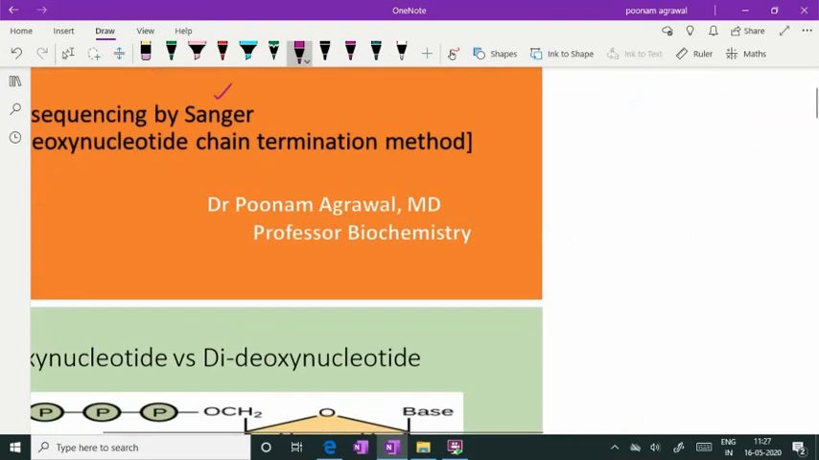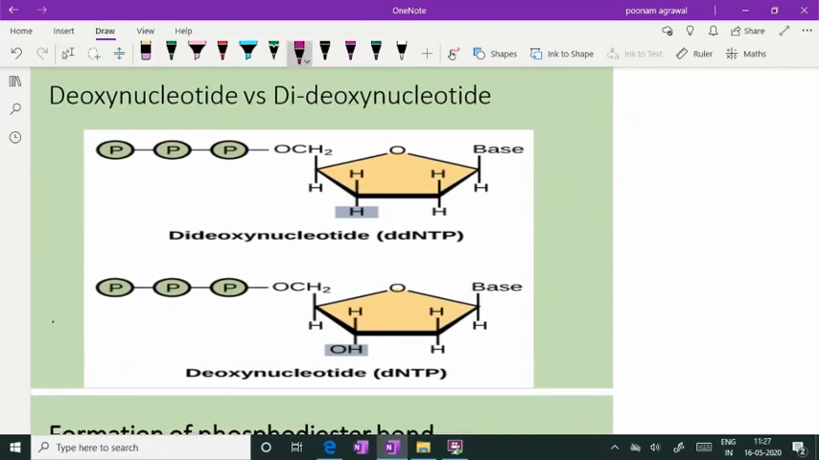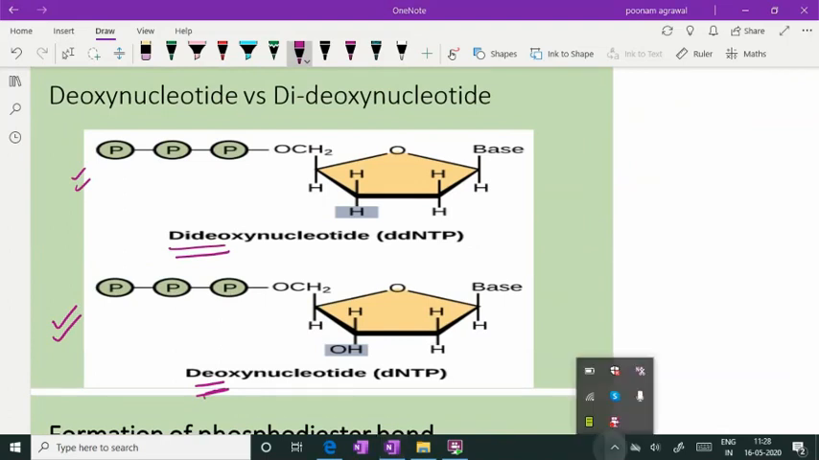Now let's see what is deoxynucleotide and what is dideoxynucleotide. The second picture is deoxynucleotide and the first picture is dideoxynucleotide. Deoxynucleotide is naturally present in our cell, and dideoxynucleotide is an artificial material with the help of which Sanger could sequence the DNA. So let's see the basic structural difference between them.